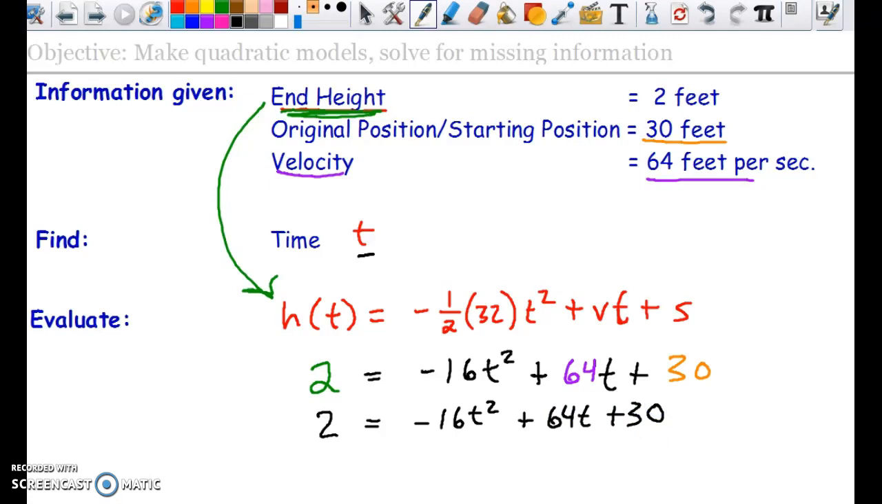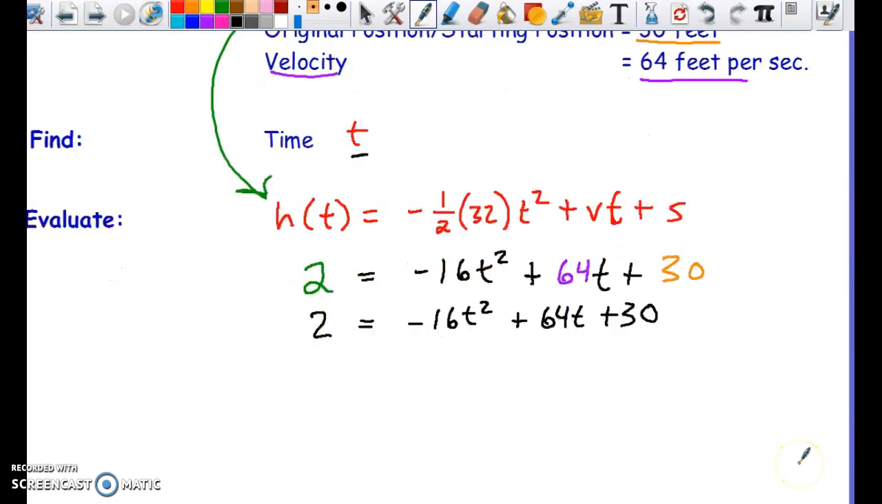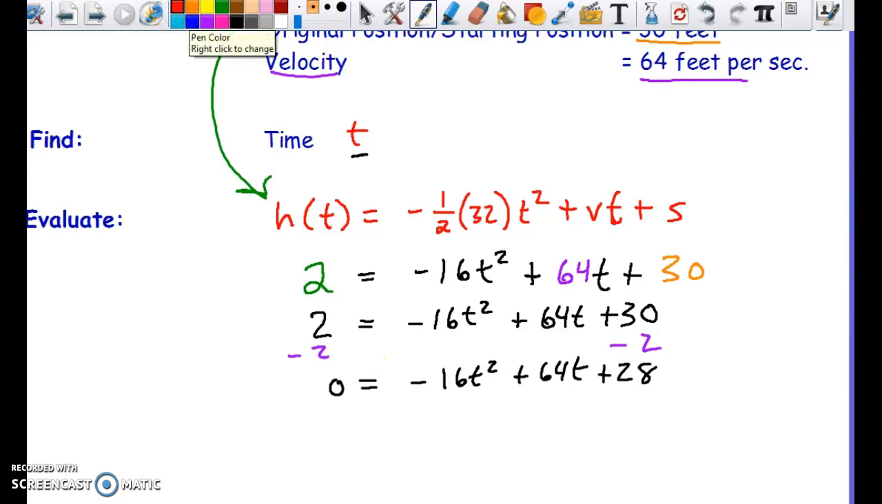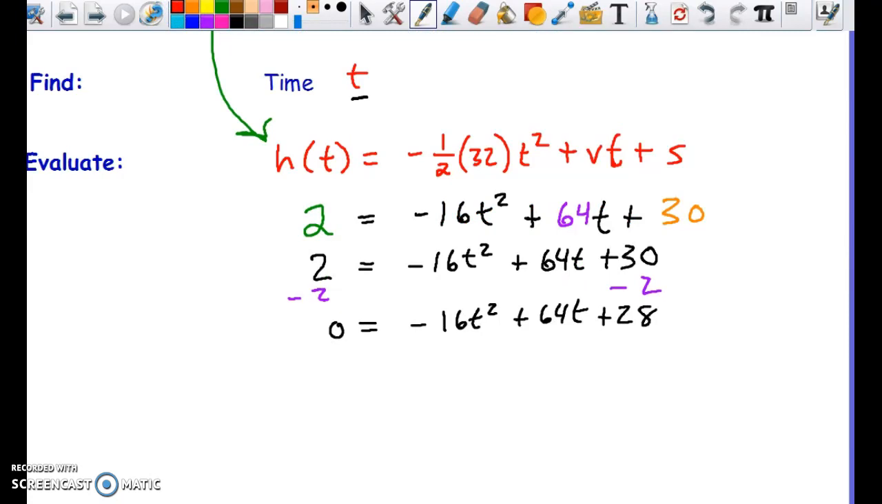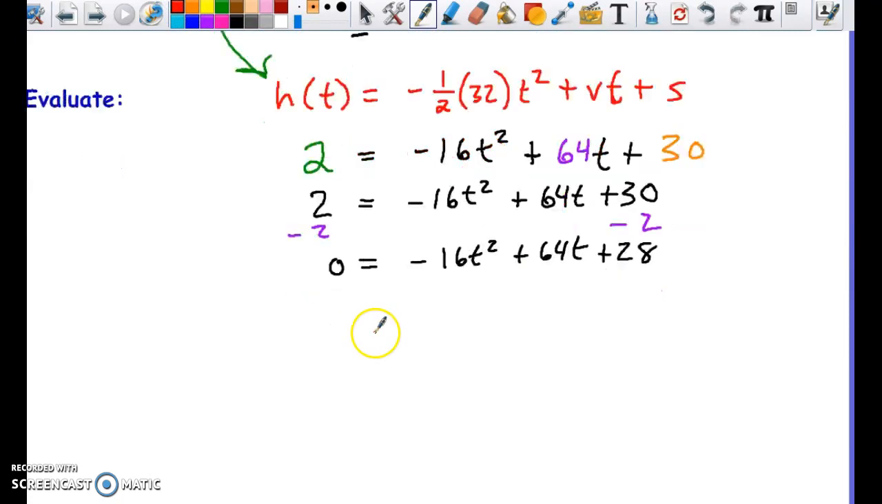Now I can't really do anything in this unit until I have something set equal to 0. So what I'm going to do now is subtract 2 from both sides. I'll have something set equal to 0. So I have 0 equals negative 16 t squared plus 64t plus 28. Now what I want to do is solve for t. I want to know what t is when this thing is set equal to 0, and we could use the quadratic formula. I'm going to write the formula down, but I'm going to do most of the math off the camera just because it takes so much time. But let's remember the formula to find out what t is.